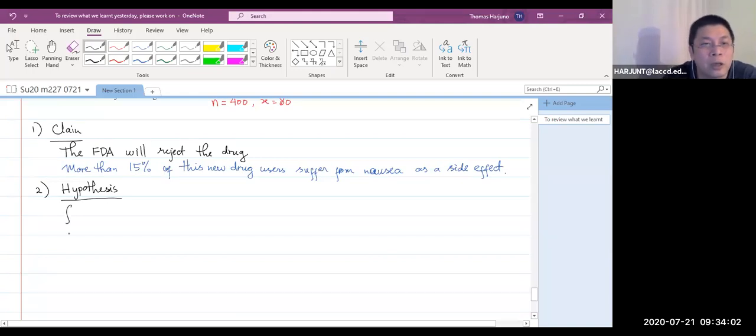Okay, hypothesis. Oh, by the way, do not politicize that. It's not about black over blue. I just happen to use this color.